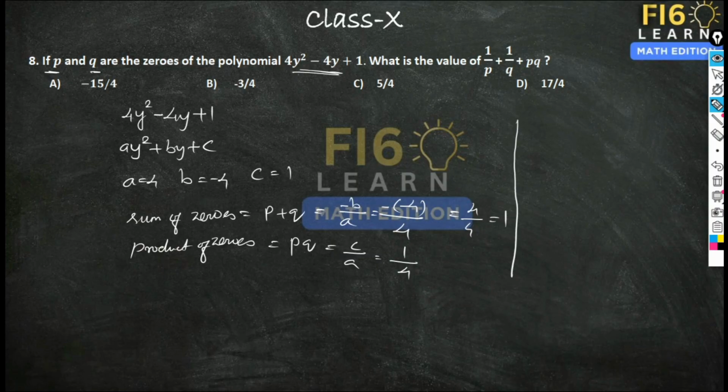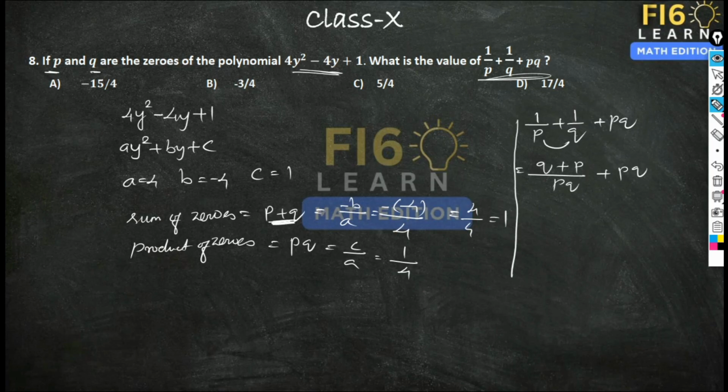Now let us take the second expression given to us: 1 by p plus 1 by q plus pq. Here we have only the values of p plus q and pq, so we have to convert this expression in terms of p plus q and pq. To do that, I am going to do the cross multiplication for the first two terms. So q into 1 will be q plus p into 1 will be p, and p into q will be pq. The third term pq stays as it is. Now we have p plus q, pq and pq.